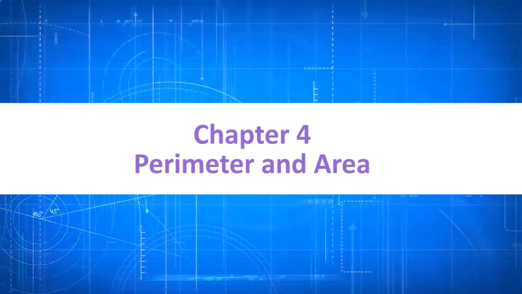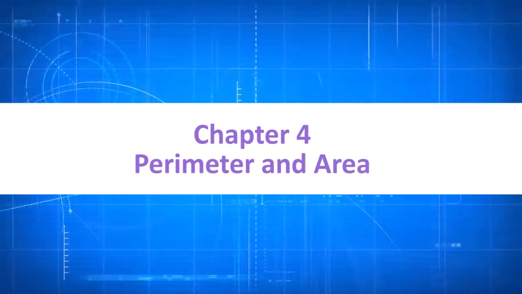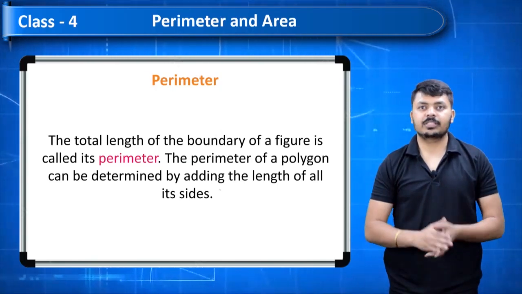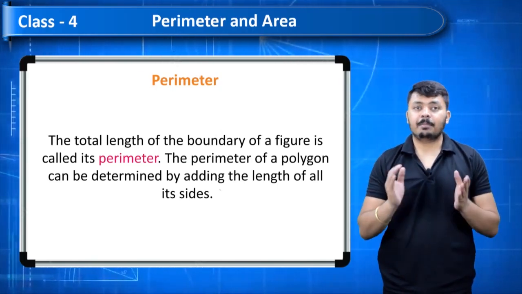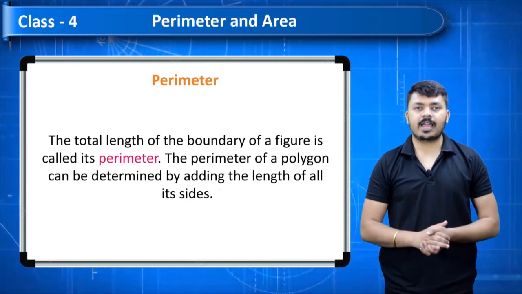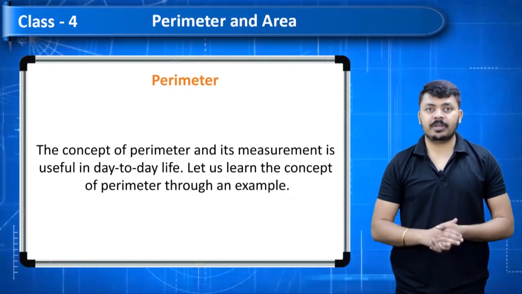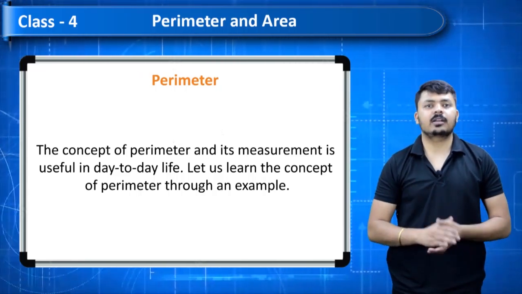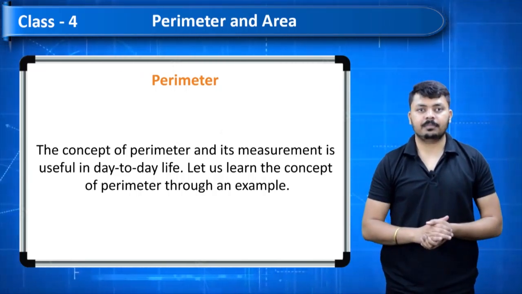Chapter 4. Perimeter and area. Perimeter. The total length of the boundary of a figure is called its perimeter. The perimeter of a polygon can be determined by adding the length of all its sides. The concept of perimeter and its measurement is useful in day-to-day life. Let us learn the concept of perimeter through an example.